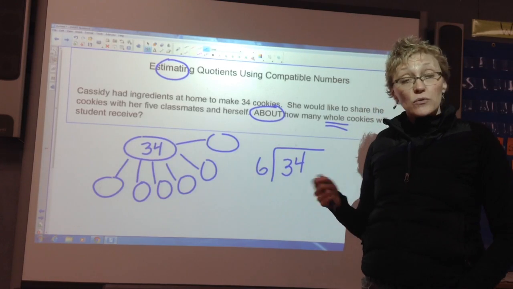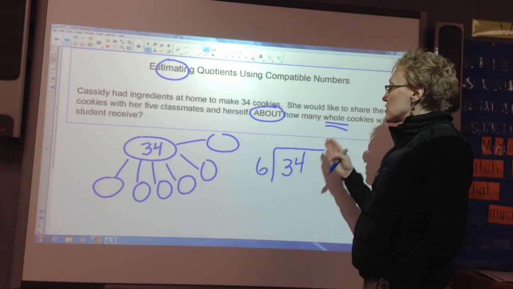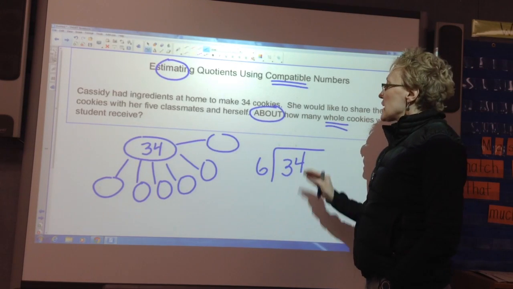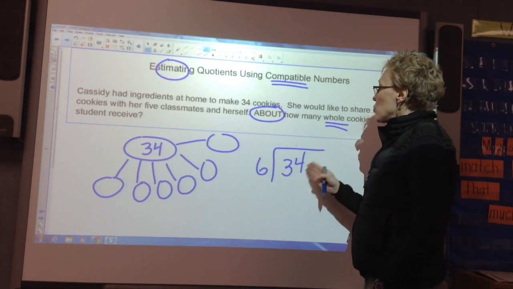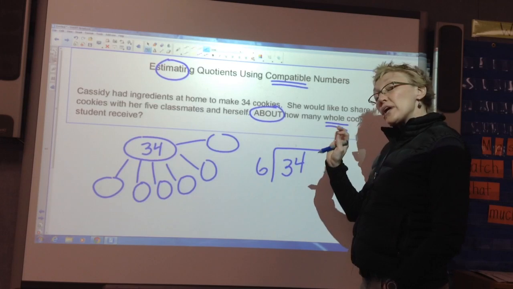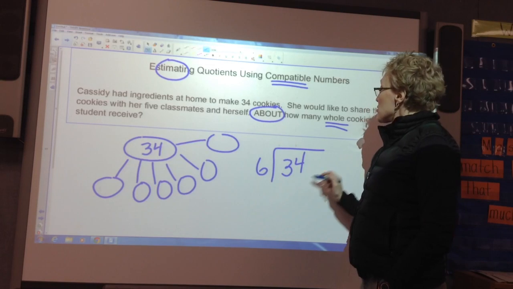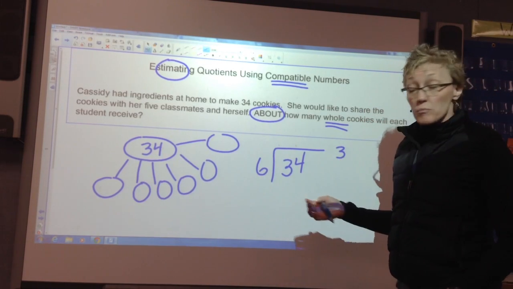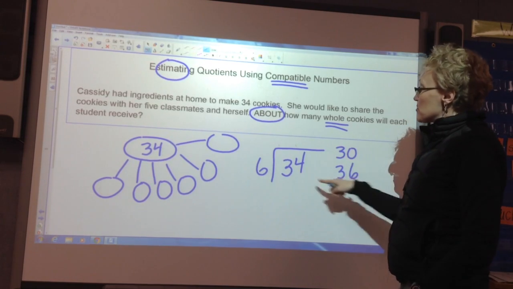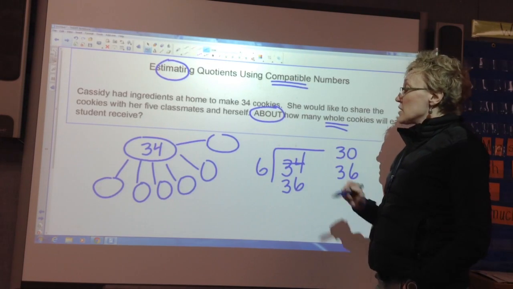Now what numbers do we round? Well, 2-digit numbers for sure. So we want to take this 34 and we want to round it to a number that is compatible with 6. Now if we rounded this to the nearest whole number, we would get 30 cookies. Well, 30 is compatible with 6. But we can change this number to 36. So we have a choice, because 36 is compatible with 6. So your two choices are 30 and 36. Which one of these is closer to 34? That would be 36.